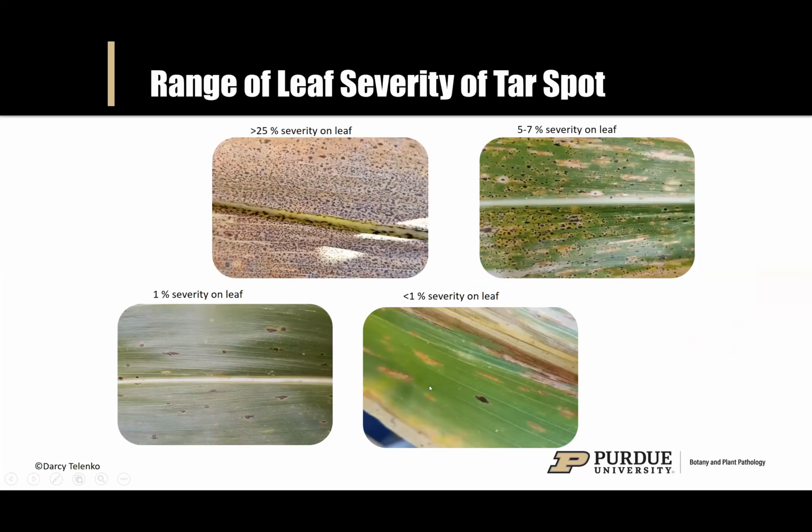So when we go out and scout and look for tar spot, we also take a rating on that field. We rate the severity of the plant, how severe did the infection occur. If we're only finding one stromata on a leaf, so this little black spot here, that's really not going to impact yield. It does tell me that the pathogen's present and it may be there for future seasons, but it's really not going to impact yield. It's when we get up to this 5 to 7 to 25% severity that we're starting to see those significant yield impacts.